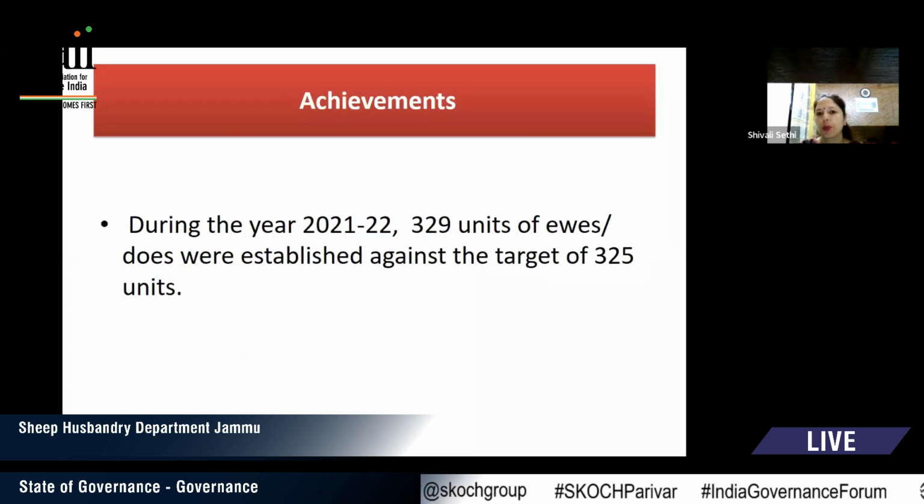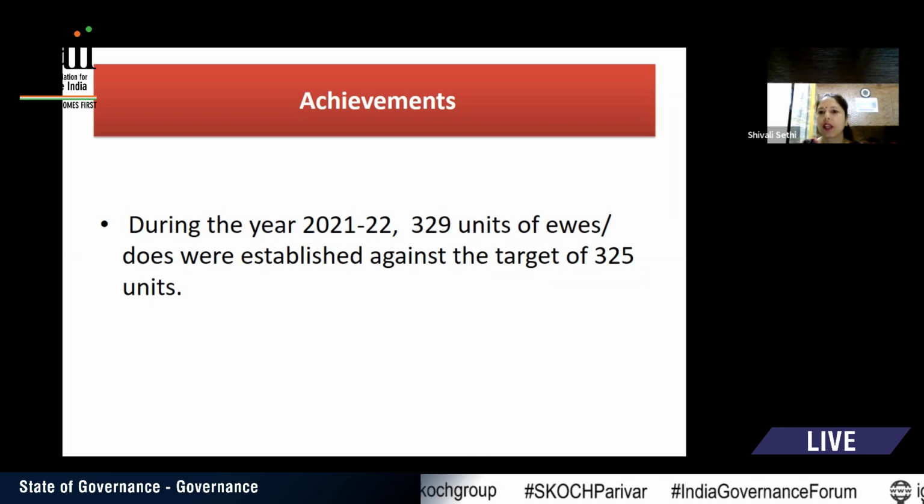During the year 2021, we had a target of 325 sheep and goat units for establishment, and we established 329 units. The demand for these units is increasing day by day.